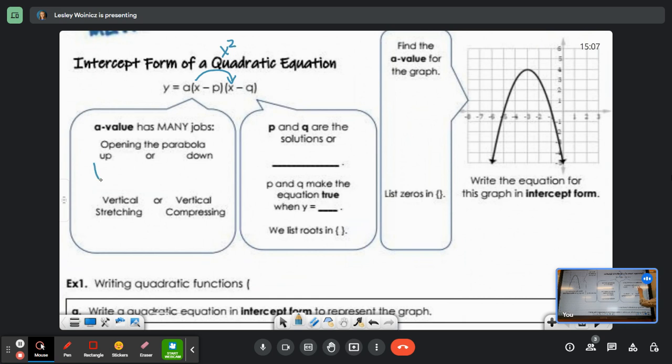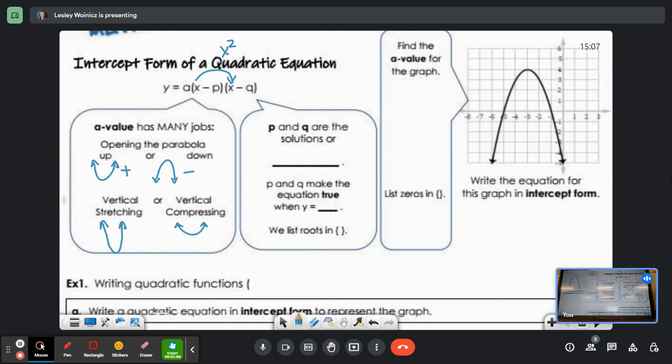The a will either open our parabola up if it's positive or down if it's negative. It does our vertical stretching, which makes the parabola narrow, or it vertically compresses, which makes our parabola wide.